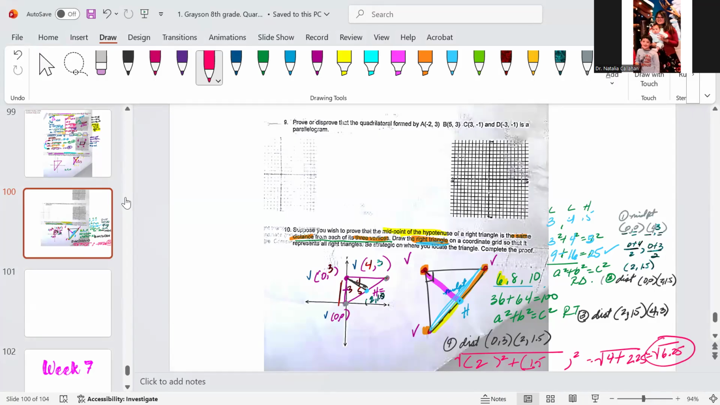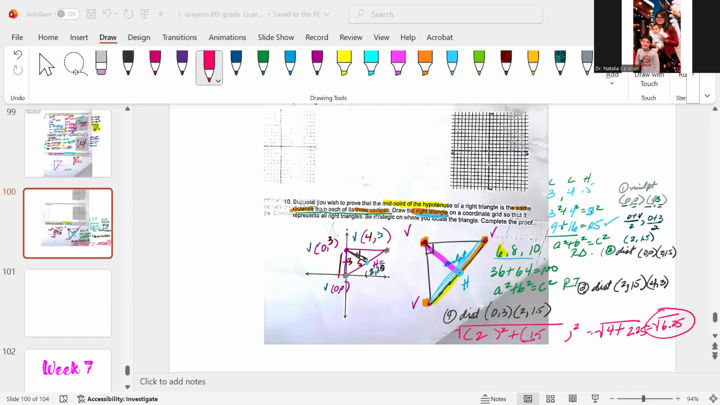So when you're done finding those, let me know. So for the distance between 0, 3 and 2, 1.5, I got 6.25 under the root, so 2.5. Okay, 2.5 is the answer. I got 2.5 for all of them. Good, that's good. So did you get 2.5 for this one too?